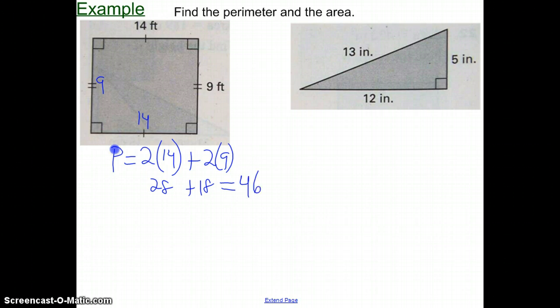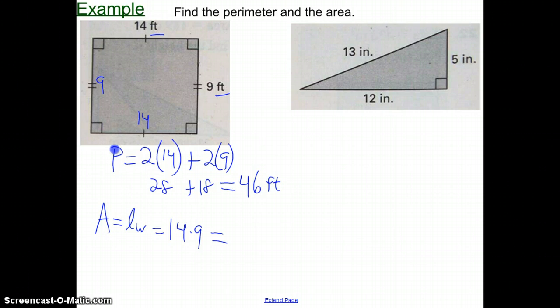But now, perimeter is a distance. Each of these lengths were feet. This perimeter is going to be the same unit of length, 46 feet. The area of a rectangle is length times width, so that is just 14 times 9.